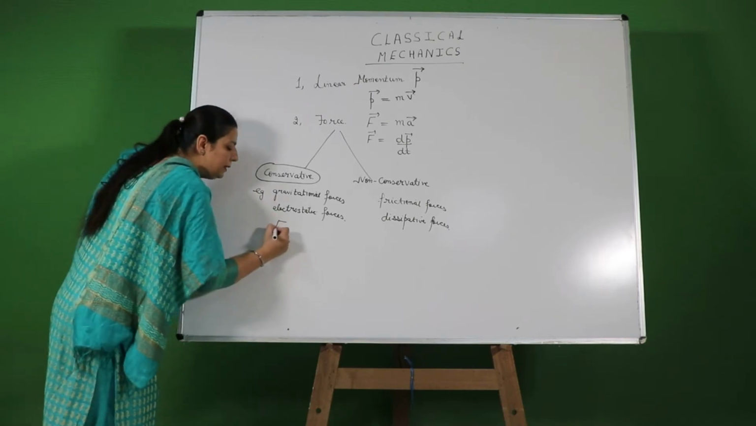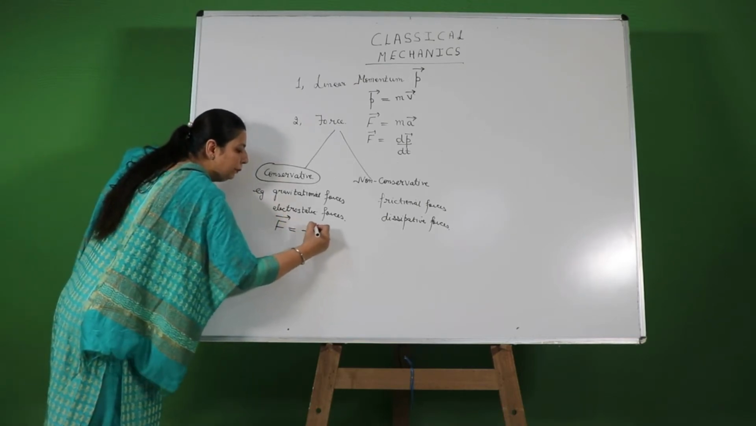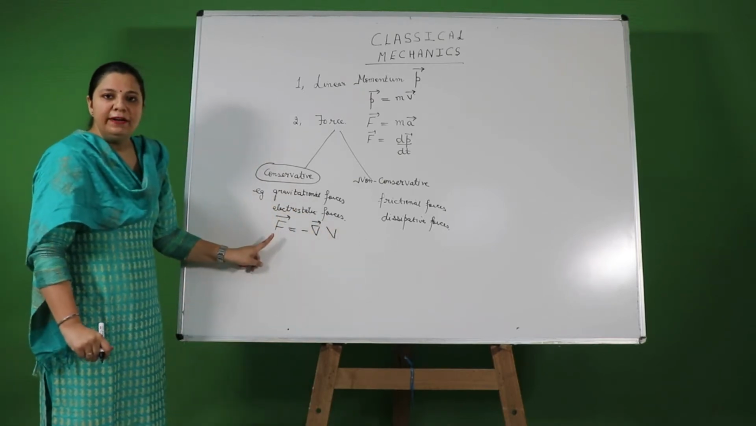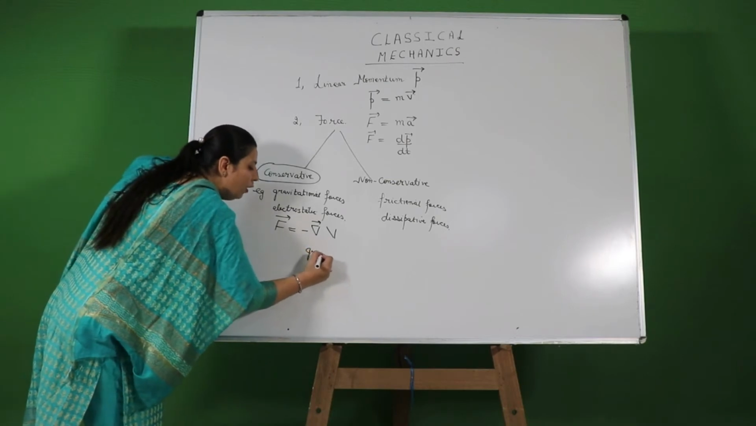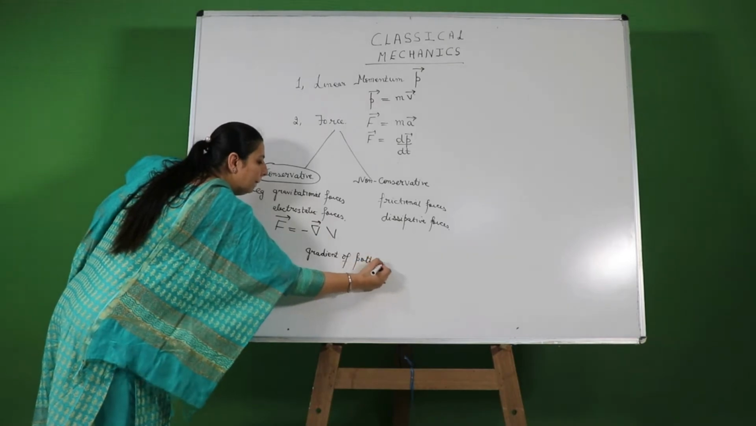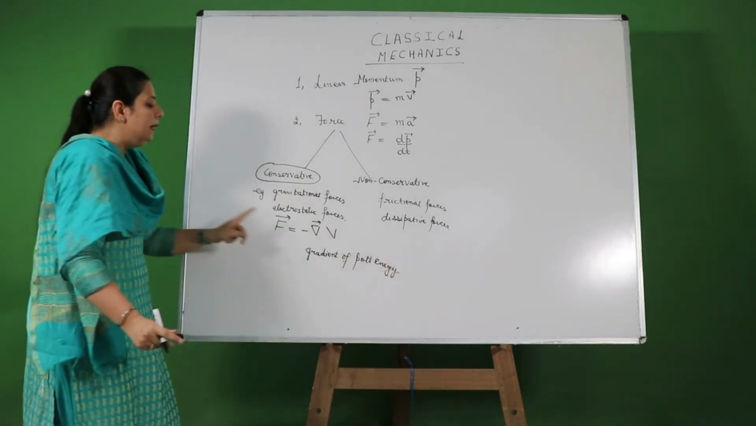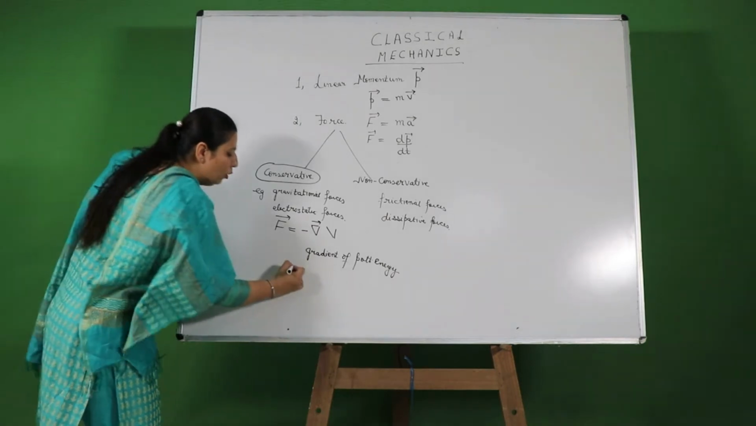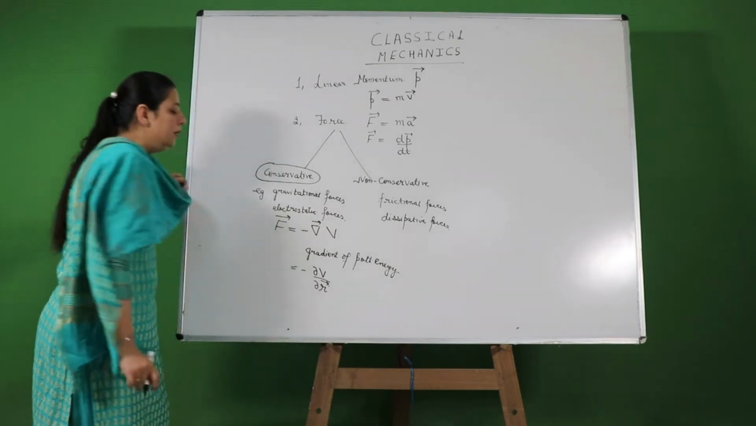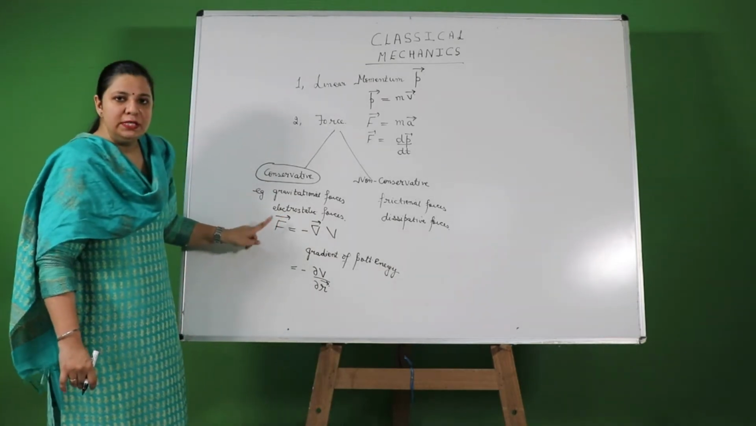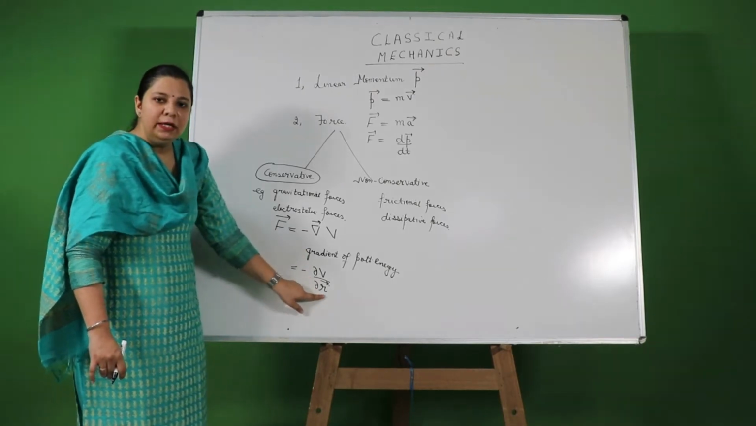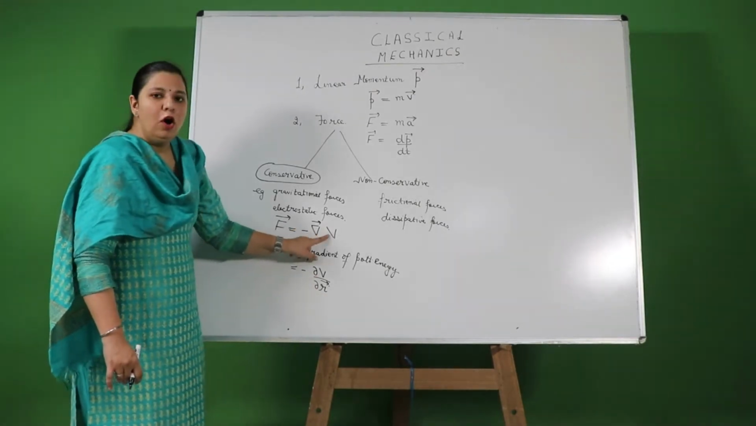Conservative forces are represented as force is equal to minus del of V. That is, these forces are represented as the gradient of potential energy. Potential energy is a scalar, gradient is a vector quantity. So I can also write it as minus ∂V/∂r. So conservative forces are those forces which can be represented as minus ∂V/∂r or as minus del of V.